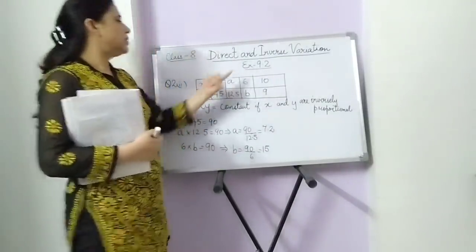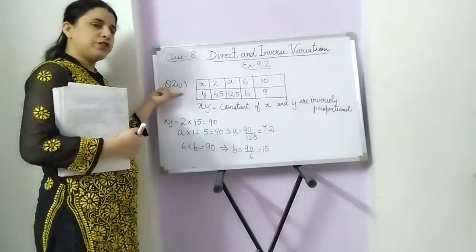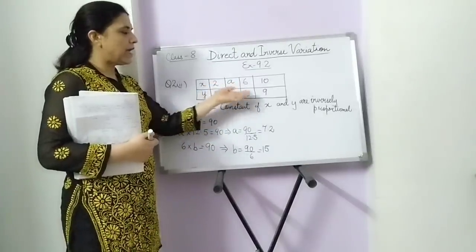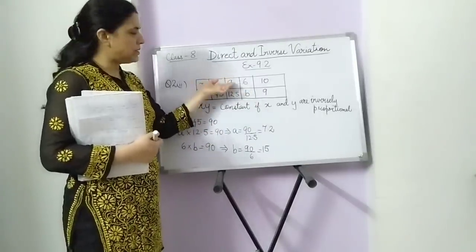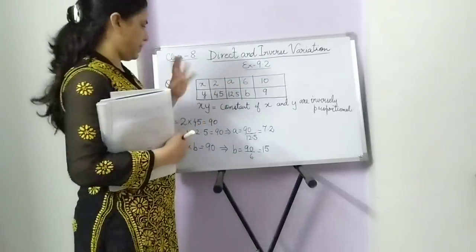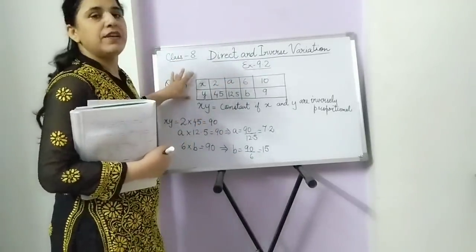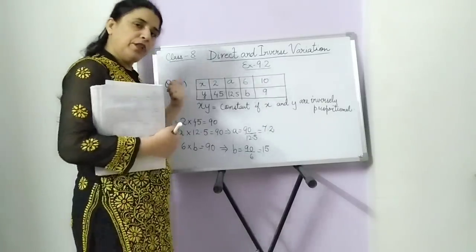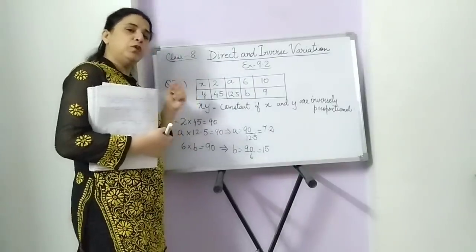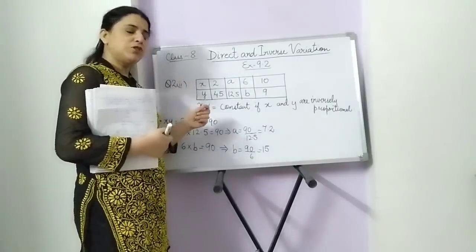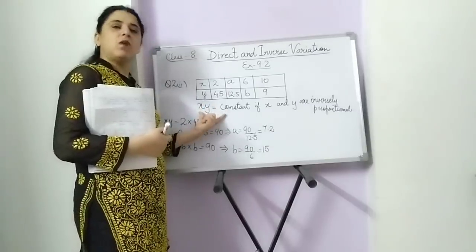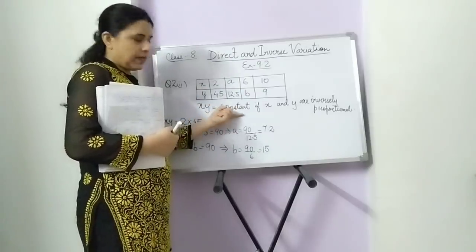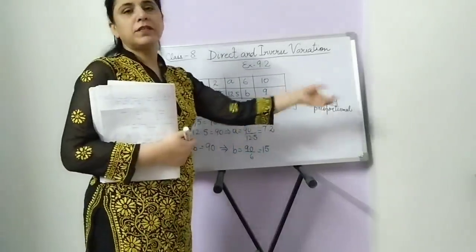Okay, so now let's start with exercise 9.2, question number 2, second part. That table is given and we need to fill in these blanks, which I have written as A and B. That means we need to find A and B. It says that X and Y are inversely proportional. What did I tell you in the last video? That when two quantities are inversely proportional, their product is a constant. Why is it a constant? We've already discussed that. It's a constant if X and Y are inversely proportional.